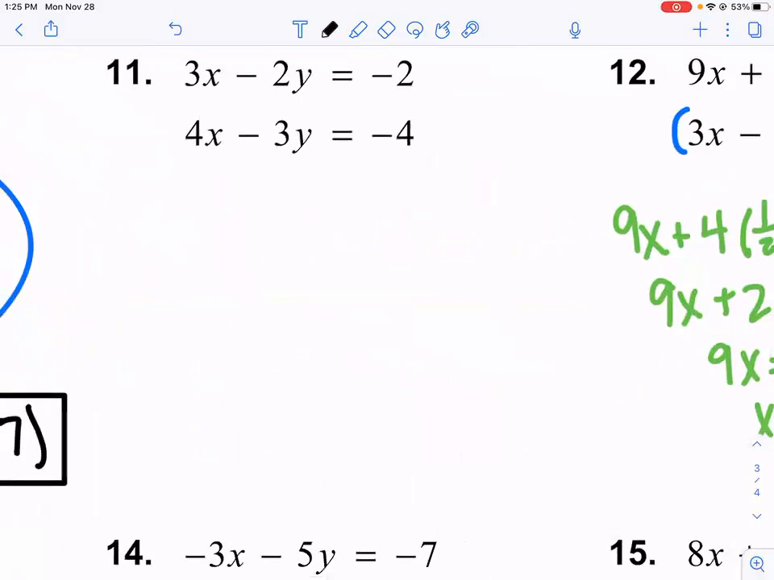Let's talk about number 11. Okay. Do I have a pair of opposite coefficients? No. Not even close. So this is what we're just going to have to pick: x's or y's. They're both going to be the same amount of work. Let's just pick x.